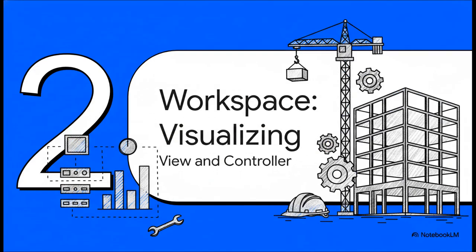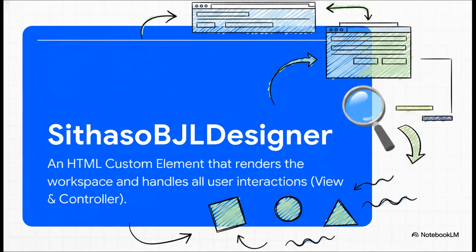Okay, so we've got our blueprint, the engine. Now we need the place where we actually build the thing, right? Let's move on to the workspace. This is the main view, and this is where we visualize all that data. So this component, the Sithaso BJL-Designer, is pretty much responsible for everything you see and do on the canvas. We're talking rendering the shapes, handling all the drag and drop stuff, keyboard shortcuts, mouse clicks, the whole shebang. It's really the main bridge between you, the user, and the data sitting in the engine.